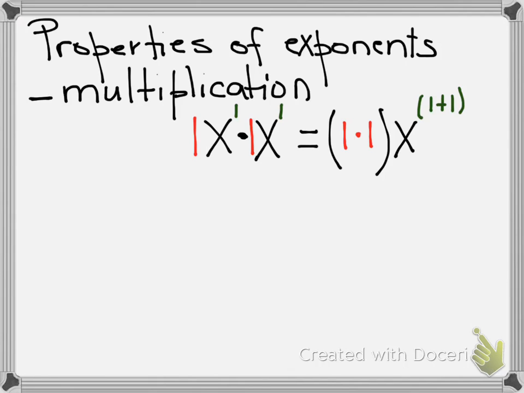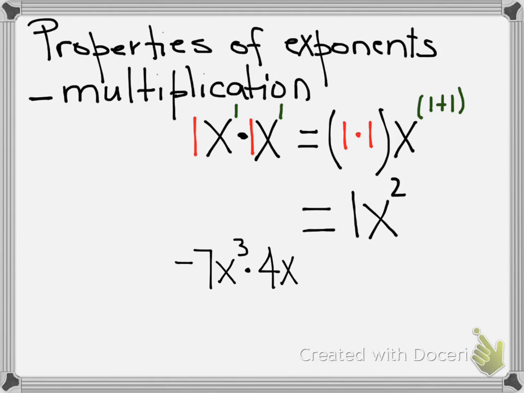All right, as you can see here, there's an invisible 1 in front of each x. Since there was no exponent displayed, there is an exponent 1 on each. And this becomes, ladies and gentlemen, 1 times 1 is 1. And we keep the letter, which was the base, and we add the exponents. It becomes x squared.